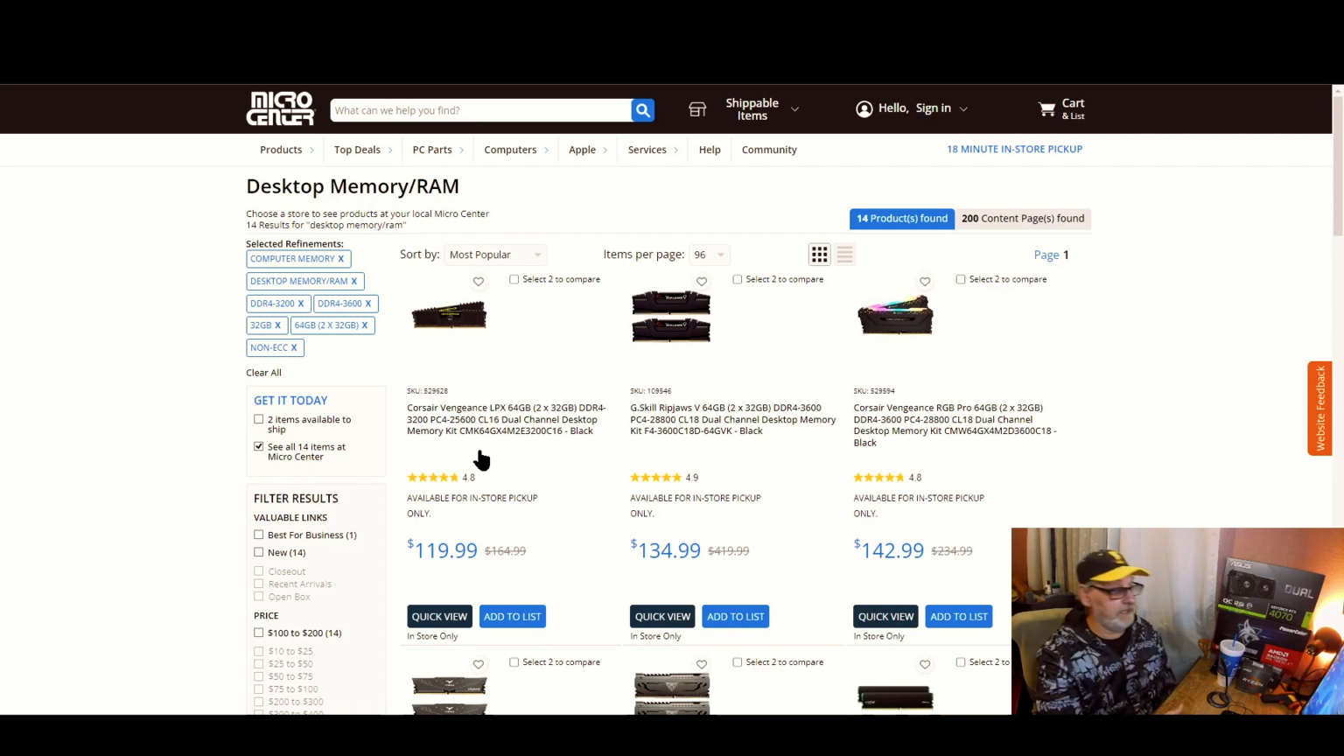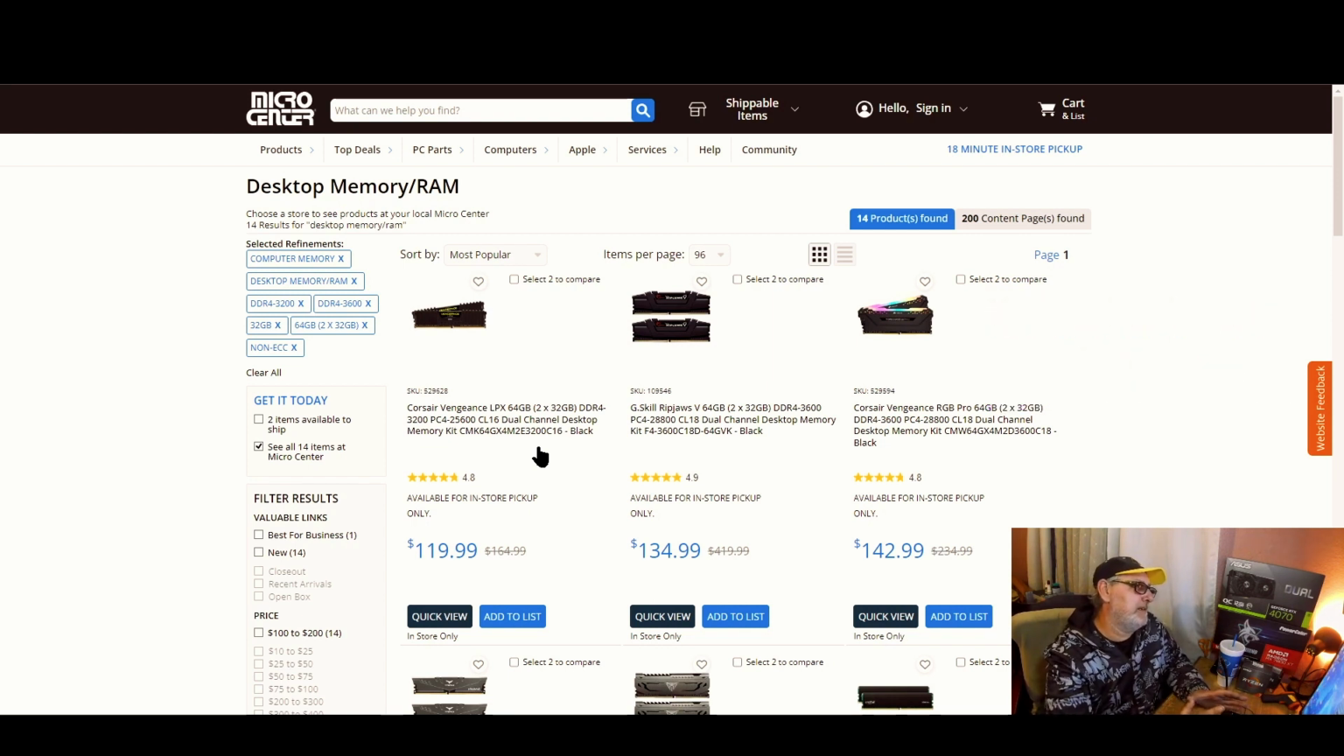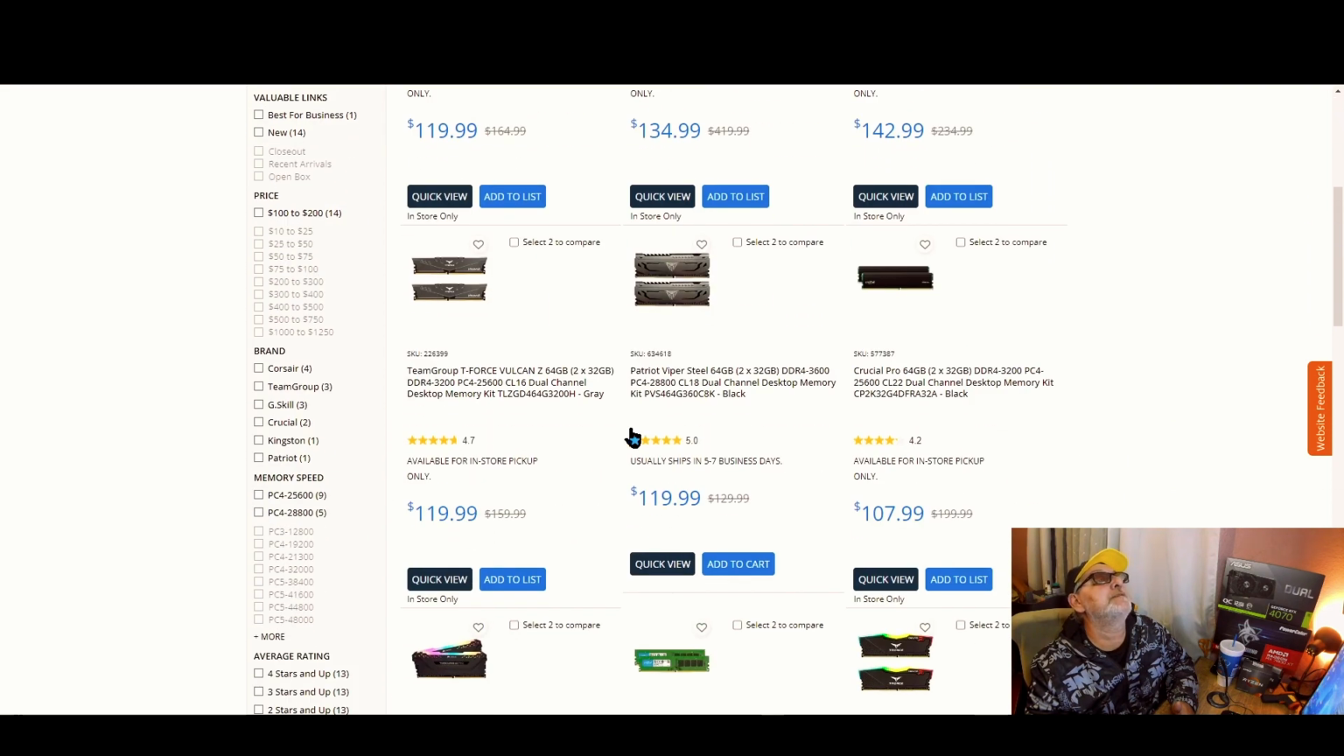Keep breaking it down until you get down to where each gig costs you how much, and then you'll know. Usually I do a price comparison. Anything that's in between $100 and $120 for 64 gigs is well worth it. If you get it for any less, that's perfect. So, they got G.Skill right here, 3600. This is 32. This is 36. But they had that other one that they're available to ship for 120. That would have been 3600. That's the kind of prices you're looking for right here.